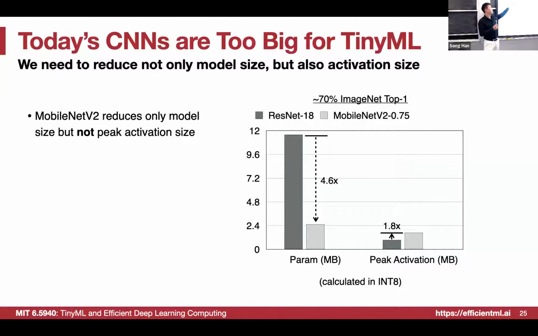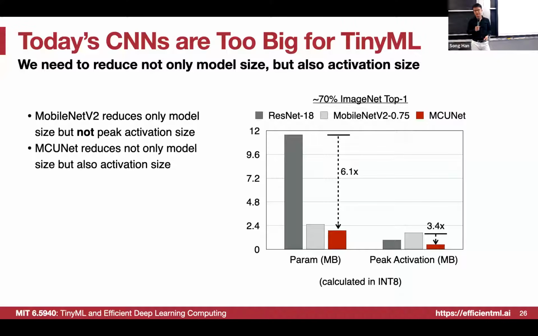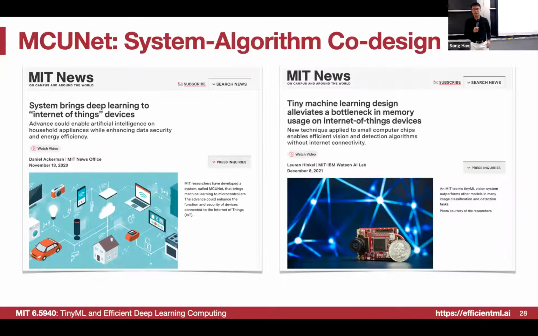So only reducing the model size is not enough. We also need to care about the peak activation size. So MCUNet, which is proposed by our group, not only reduces the model size, but also the activation size. So let's see how that was done. We developed 2 generations of MCUNets, in 2020 and also 2021, so the knowledge we discuss today is very fresh. Both are highlighted by MIT News, bringing deep learning to IoT devices and alleviating the bottleneck in memory usage.